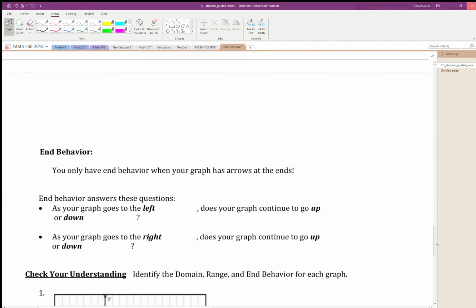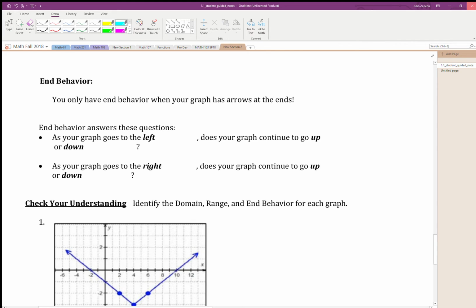Kind of a summary of what to look for when you're looking at end behavior. So first thing I want to point out here is end behavior. You're really only going to look at graphs where you have arrows on the ends. You're not going to really be finding end behavior if you're ending with, say, a closed circle or an open circle. We're only going to look at the graphs where they end with arrows.